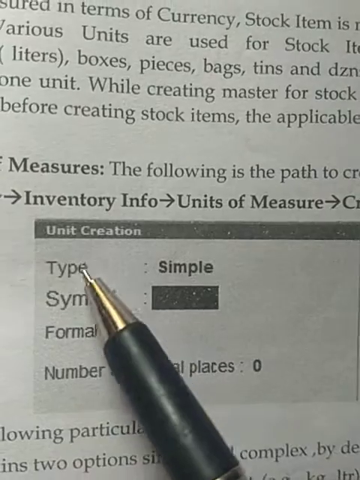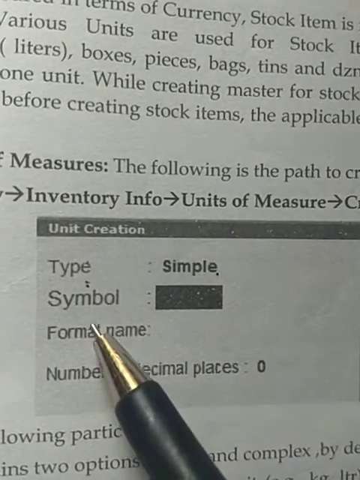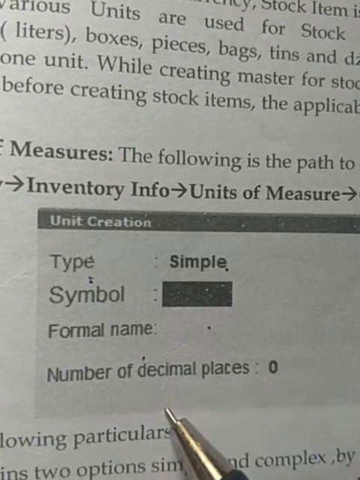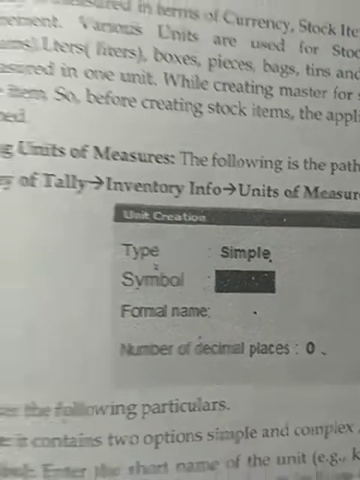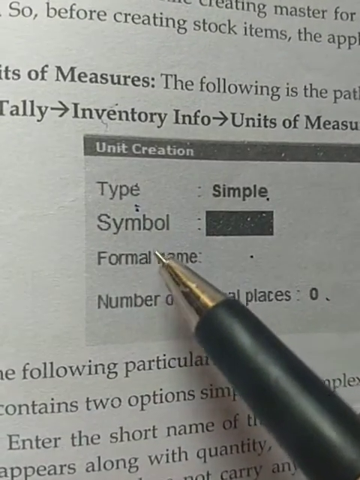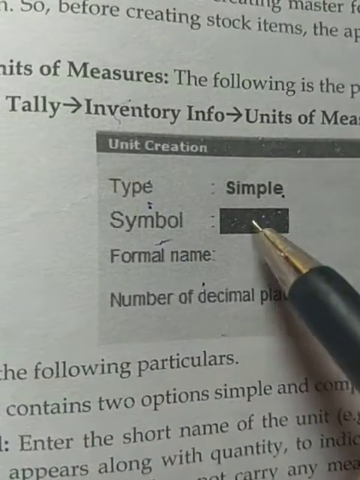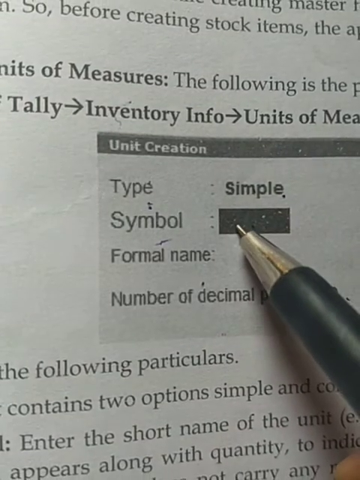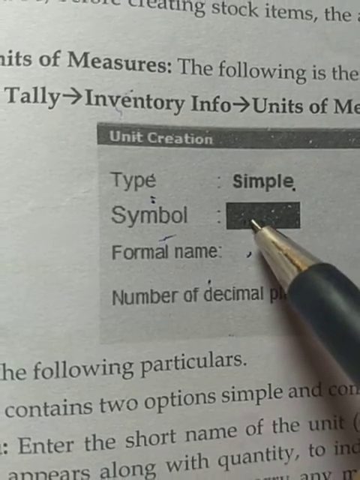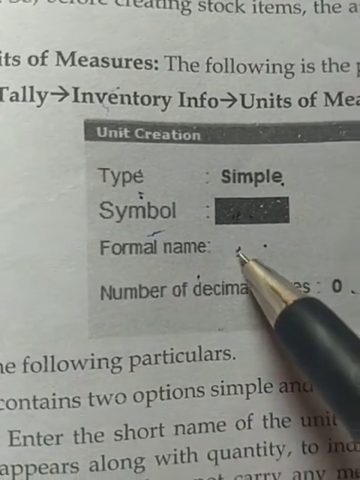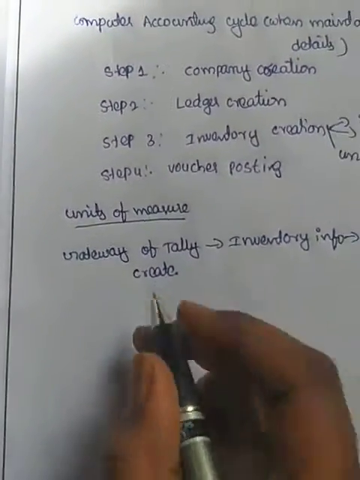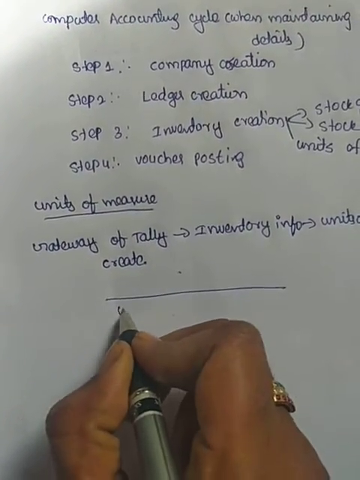In the unit creation screen, type is simple, symbol means rupees, formal name is rupees, number of decimal places is 0. For example, if we measure in units, the symbol is units, type is simple. Otherwise we can use numbers: the symbol is numbers, formal name also numbers, number of decimal places 0. So this is the unit creation screen.